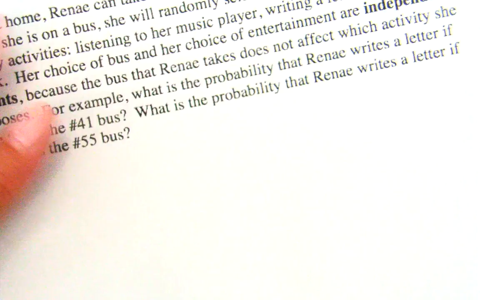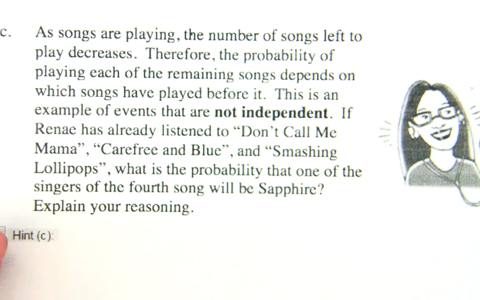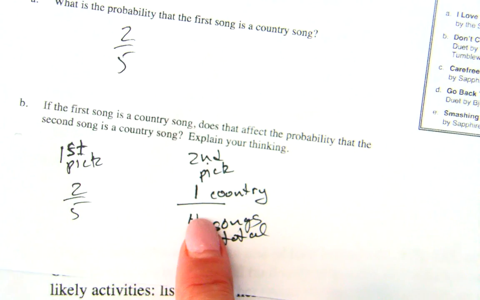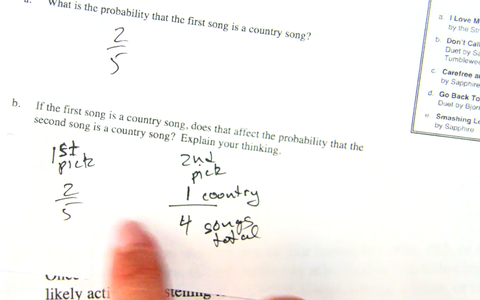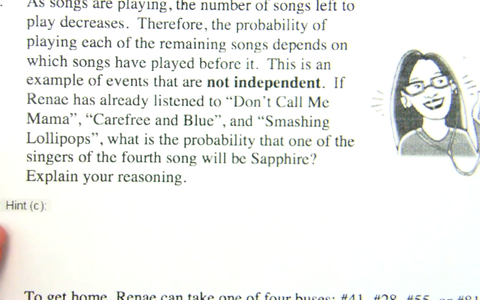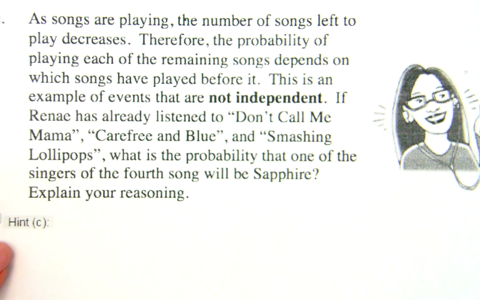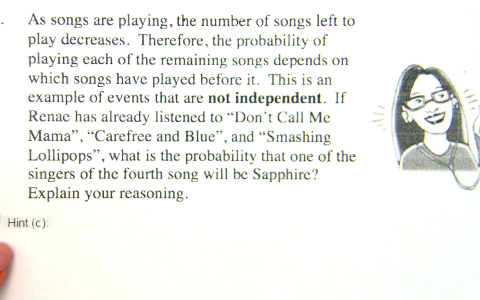Okay. Part B. As songs are playing, the number of songs left to play decreases. Okay, that's true. Therefore, right, because it decreases in terms of, you saw that right here. If you had 5 songs, if you choose one already, 4 songs is what you had left. It decreased. Therefore, the probability of playing each of the remaining songs depends on which songs have played before it. Okay, this is an example of events that are called not independent.